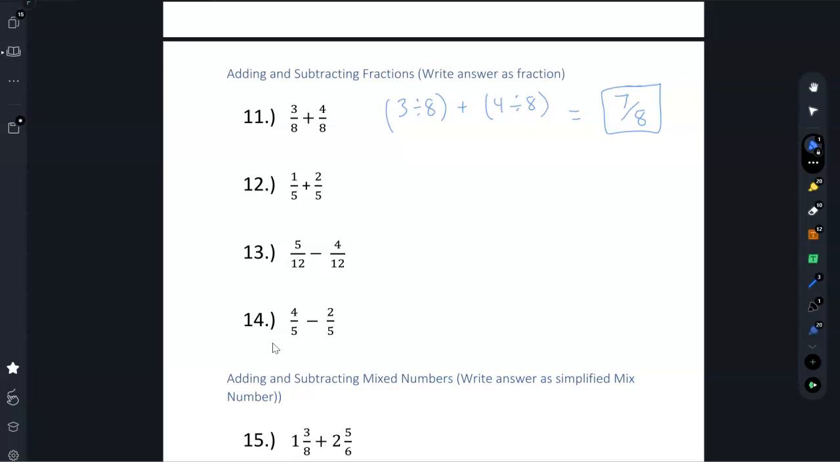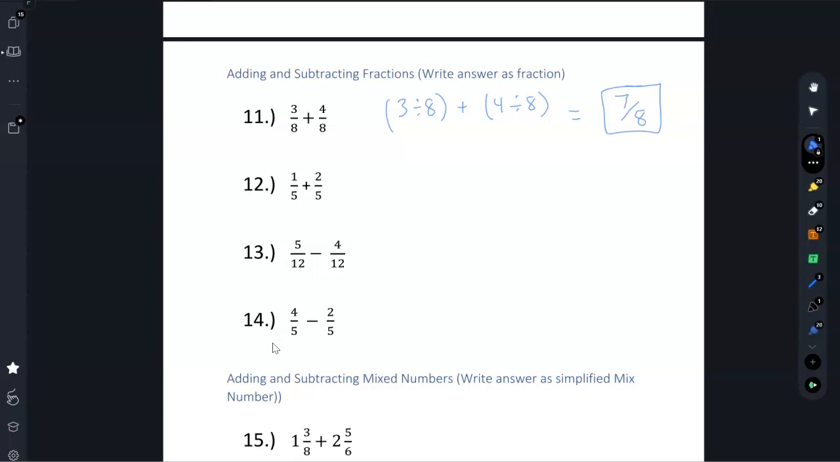If you wanted to do this by hand, which I would encourage you to try to do, but for your test, make sure that you're also double checking yourself on the calculator. As long as we have a common denominator when we're adding fractions, we're just adding the numerators. 3 plus 4 gives me 7, and I keep the denominator, which is 8.